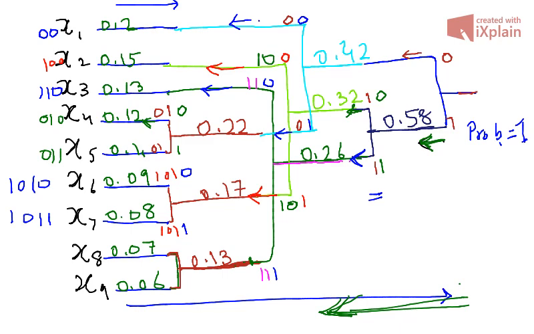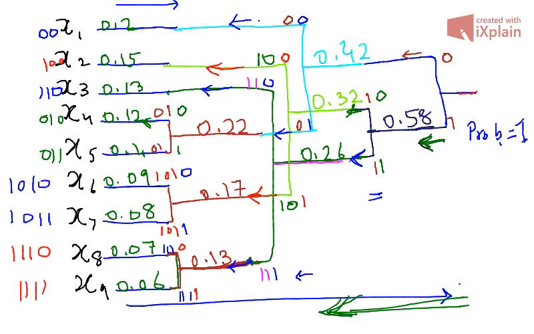Similarly, if you go to the lower branch, 111 here. So going back towards the left, I would write 111 here, and now I would assign a 0 here and a 1 here. So 1110 is the code for x8, and 1111 is the code for x9.